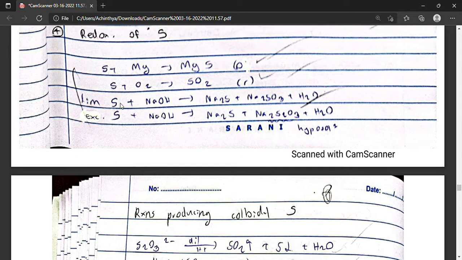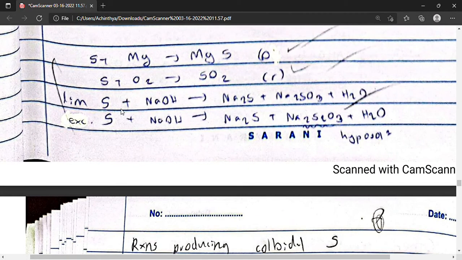Here are some other reactions. Limited sulfur can react with sodium hydroxide to form sodium sulfide, sodium sulfite, and water, while excess sulfur can react with sodium hydroxide to form sodium sulfide, sodium thiosulfate, a hypersolution of it actually, and water.